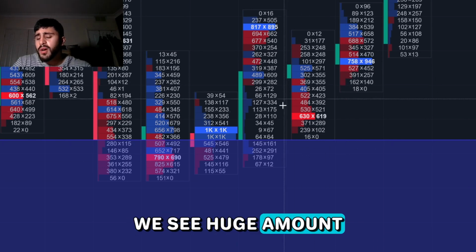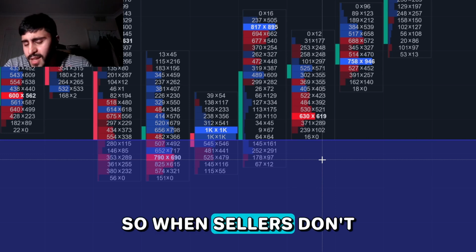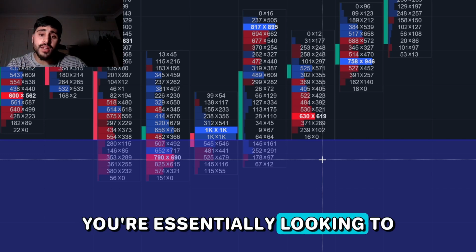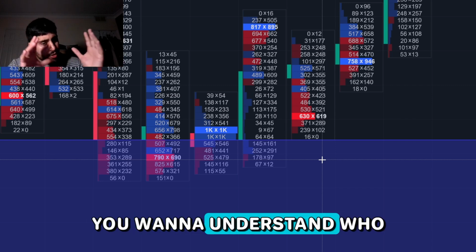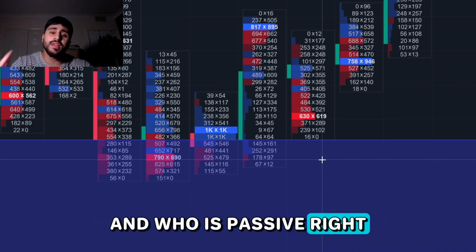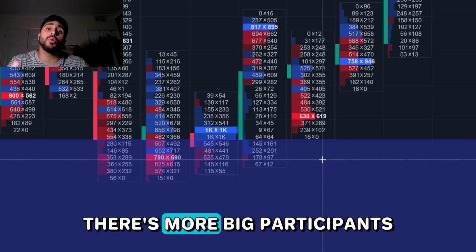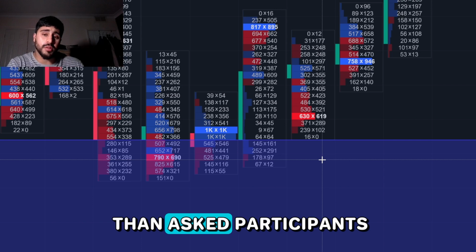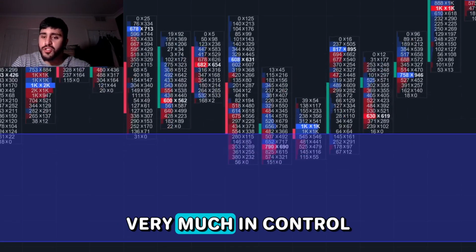We see a huge amount of selling volume, but these sellers are not being rewarded. So when sellers don't get rewarded, you're essentially looking to take the opposing end, right? This is the correct way to look at markets. You want to understand who is aggressive and who is passive, right? Sellers are aggressive because they're hitting the bid aggressively. There's more bid participants than ask participants, but none of them are being rewarded. This tells you that buyers are very, very much in control.